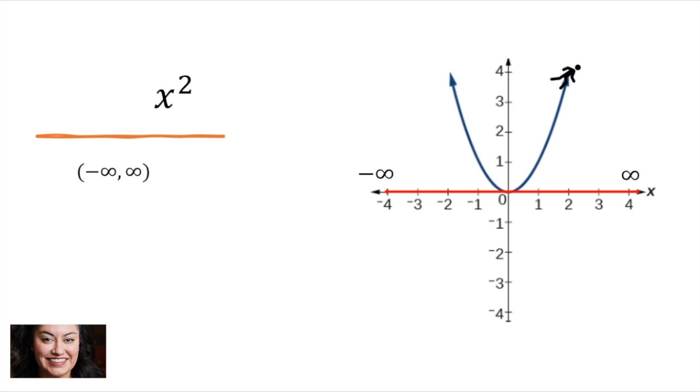So that means that every single time that you have x to the second power being your largest power, your domain will always be negative to positive infinity.